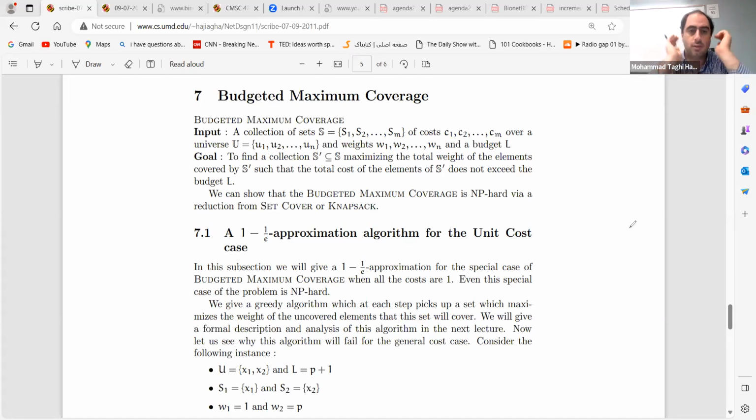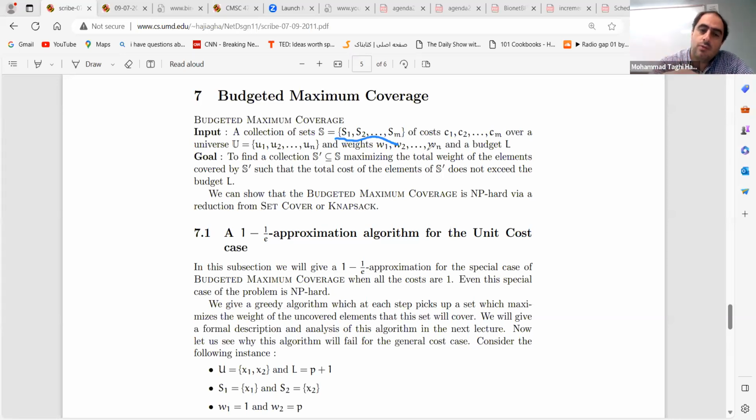Good. Okay. So in the maximum coverage, what is the problem? Or the budgeted coverage problem? You have a collection S1, S2 to Sm of costs C1, C2 to Cm. So these are the sets. These are exactly the same input as set cover. So we have essentially been working with a set cover input for a while. And then we have a universe U1, U2 to Un, and each of them has a weight W1, W2 to Wn, and a budget L, that is the total budget that we have.